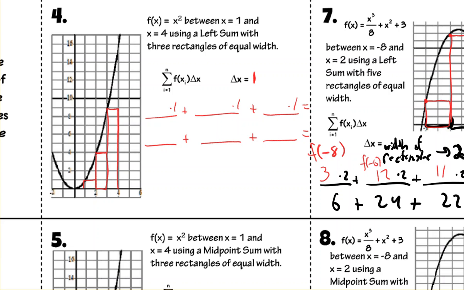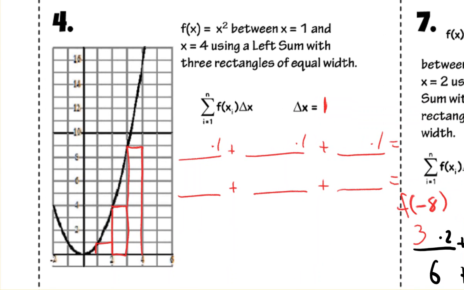Alright, so here's what my picture looks like. 3 rectangles, equal width, between 1 and 4, means they all have a width of 1. Since it was left sum, you should find the height by using the left side. Wherever it hits the function on the left side determines the height of each of those rectangles. So this guy comes from the y value when x is 1. I think you really should write it out like this, at least first step. This is the y value when x is 2. And this is the y value when x is 3.